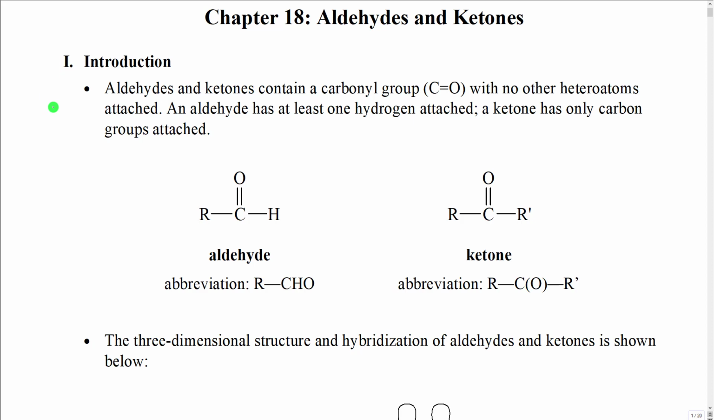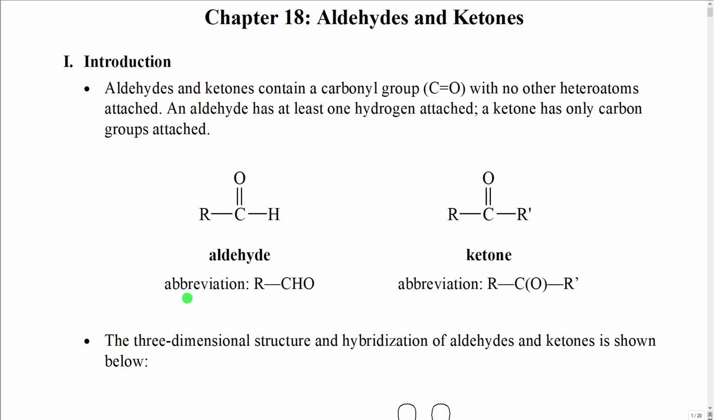So, aldehydes and ketones are compounds that contain a C double bond O, which is called a carbonyl group, and that C double bond O has no other heteroatoms attached. In other words, it has only hydrogens or carbon groups attached. Now, an aldehyde is defined as having at least one hydrogen group attached to the C double bond O carbon, whereas a ketone has no hydrogens attached directly to the C double bond O carbonyl carbon.